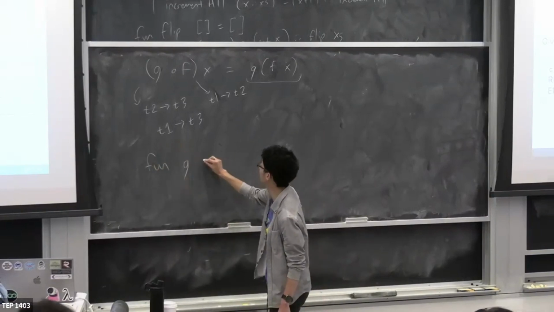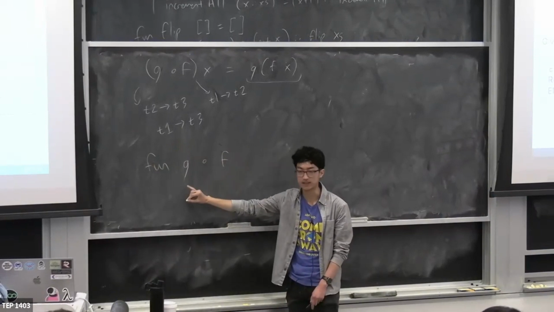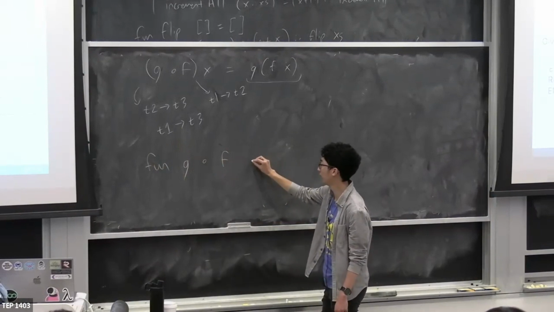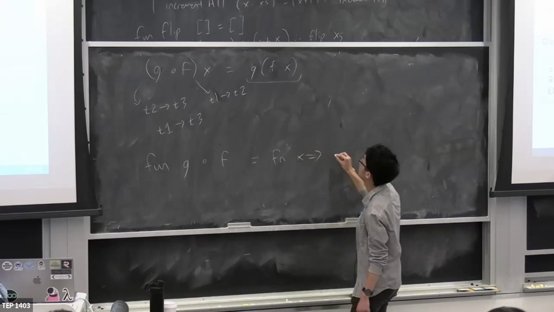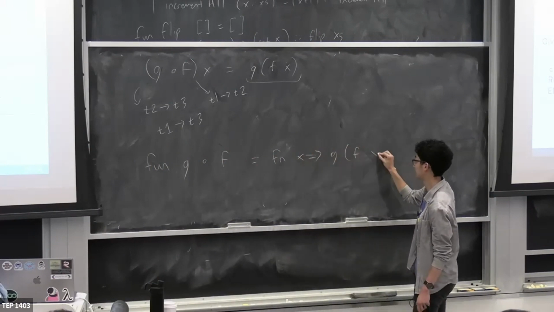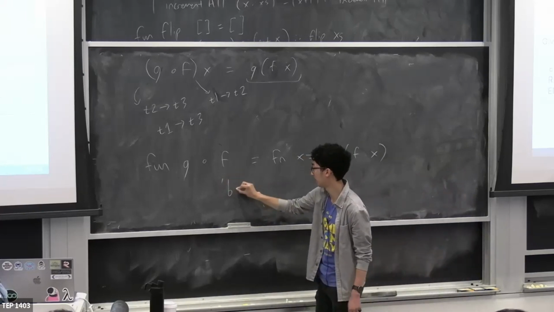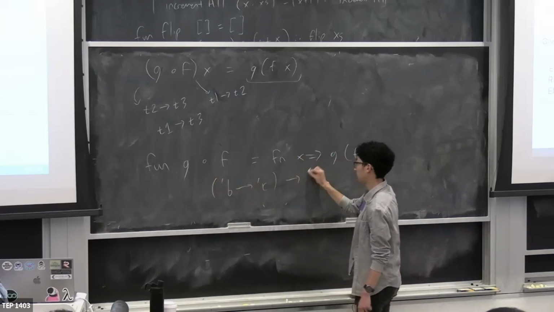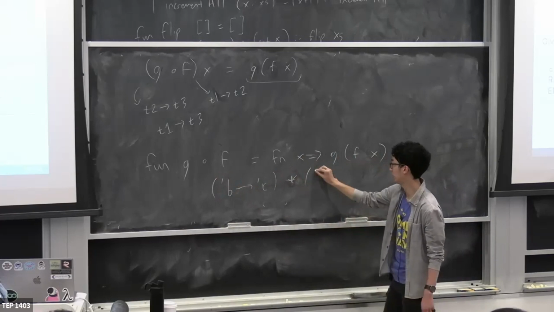If I have G O F, remember that this is our infix operator defining syntax. I put the first argument here and the second argument here. This is going to be equivalent to fn x goes to g of f x. This is of type, I said it earlier but I'm going to emphasize it here, beta to theta, to alpha to beta.